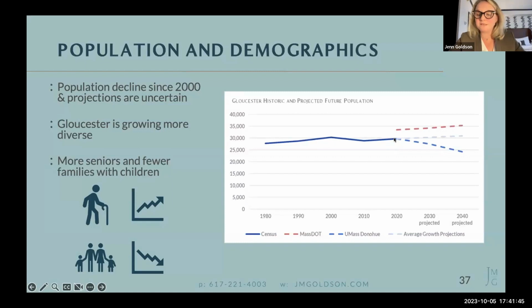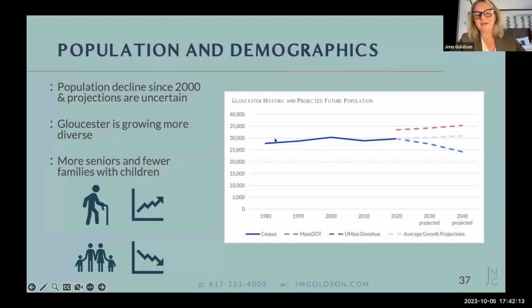Now, the confusing thing are the projections. So it'd be really lovely if we could say, okay, well, this line will just continue straight out the way it's been going. Or is it going to take a sharp turn? Or is it going to take a dip? And the truth is, we don't really know. The different state agencies are in the process of updating projections, but the projections we have currently are saying all different things. So it's very hard to predict.